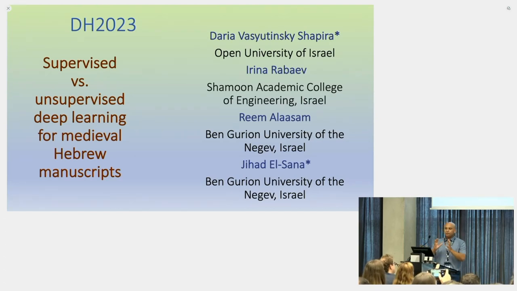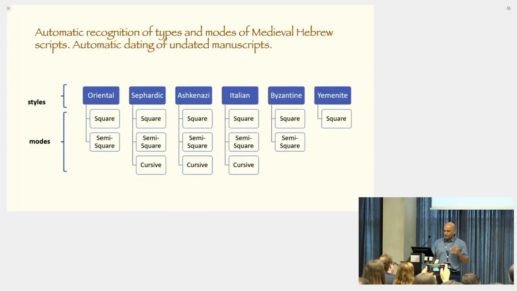So he took samples of manuscripts and classified them into various types. In his classification, he has these types of scripts of the Hebrew script, and some of them have square letters, and some of them have cursive, and some of them are in-between, the semi-cursive. Now, the idea is to automatically classify a given document into one of these classes.